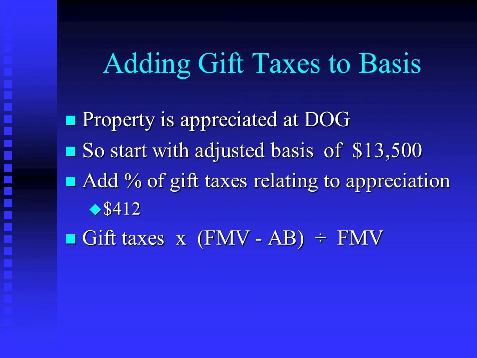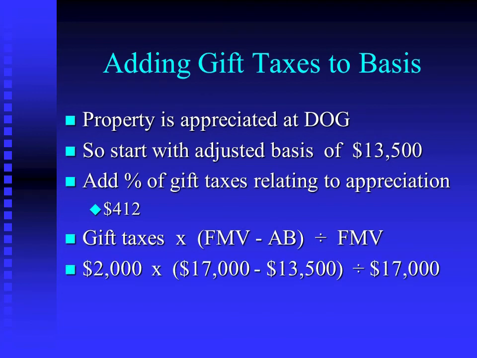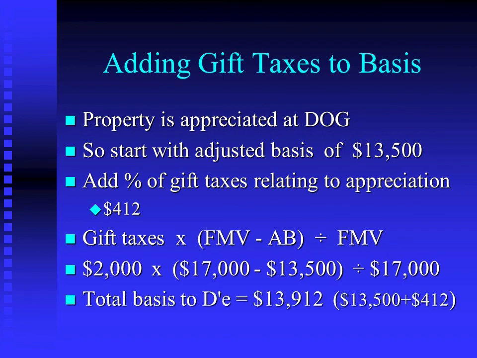All right, that's the formula again. Fair market value minus adjusted basis, that's the appreciation. Appreciation is the same thing as the gain that would be recognized, assuming there were no selling expenses, divided by the fair market value. So the gain itself, you can see, would have been $3,500. $17,000 minus $13,500, divided by $17,000, times $2,000. That gives us the $412. So the donee Junior's total basis would be $13,912. You will get a guaranteed question on this one, so make sure that it makes sense to you.